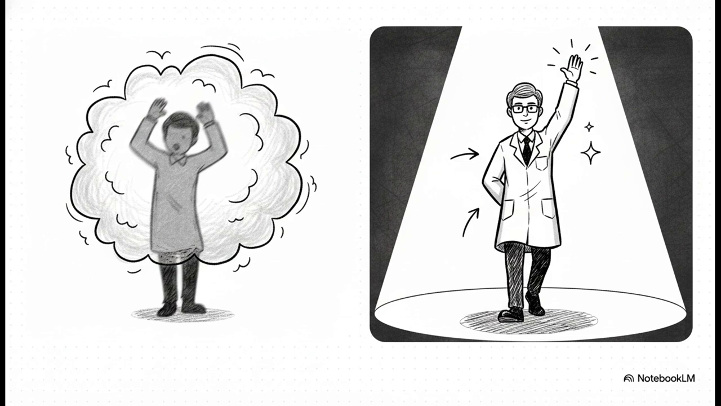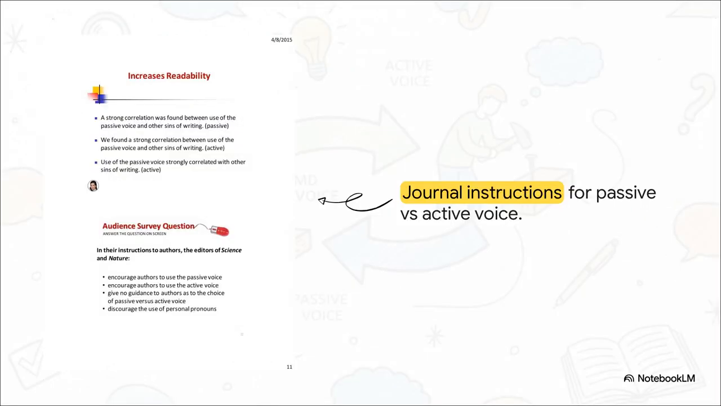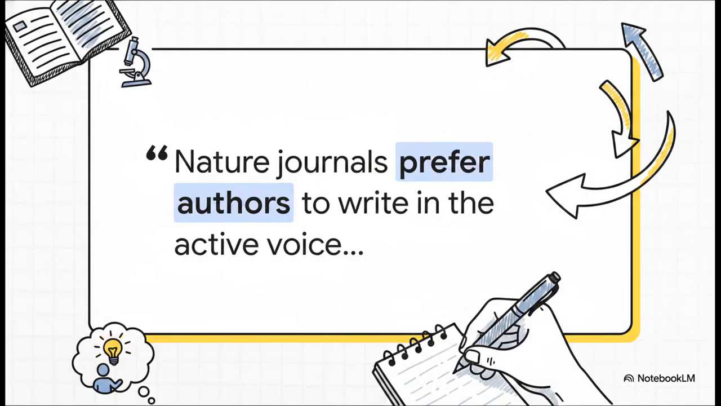Boom. It clearly forces the authors to step up and take direct responsibility for their own methodology. Now, historically, scientific writing was completely 100% dominated by the third-person passive voice. You know the style, writing stuff like, "The beaker was heated." But as you can see from a recent audience survey of journal instructions here, that dusty old standard is rapidly changing. We're actually seeing direct guidance from massive, prestigious publications like Nature explicitly telling authors to write in the active voice, encouraging phrases like, "We performed the experiment."